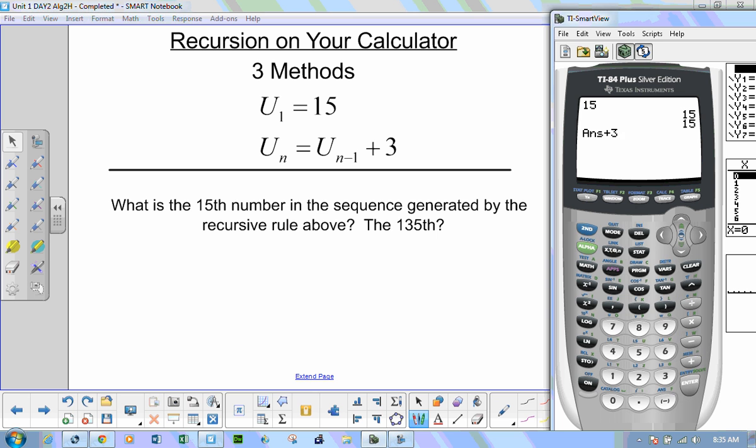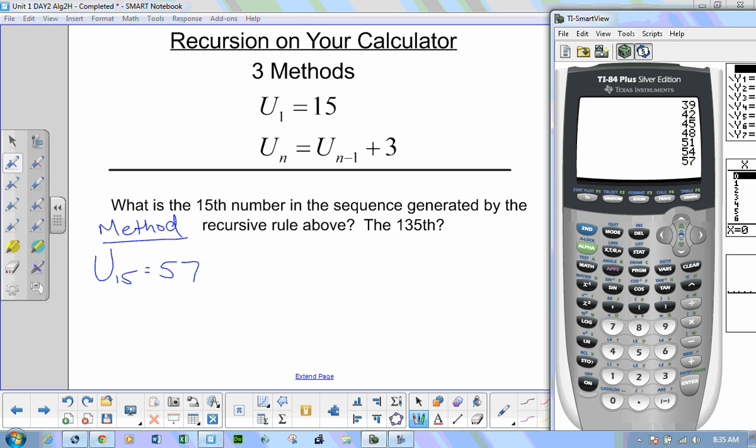And now you just have to realize which element of the sequence you're on. Well, 15 was first, so then you just have to carefully count when you hit enter. Second, third, fourth, fifth, sixth, seventh, eighth, ninth, 10th, 11th, 12th, 13th, 14th, 15th. So you could say that U15 equals 57 by way of this method 1 we're doing.